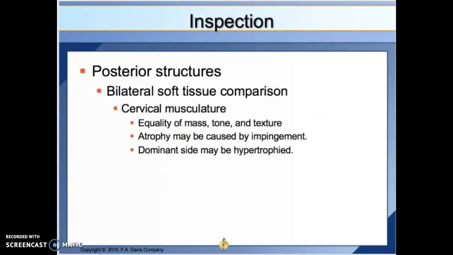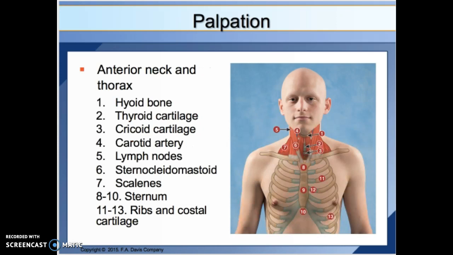All right, continuing on the posterior structures, cervical musculature is of particular concern, looking for atrophy or increased tone, and perhaps you are going to see hypertrophy on the dominant side, but you're not going to see that in all your patients. All right, palpation, again, a review from what we did earlier in the semester. You need to be practicing this skill.